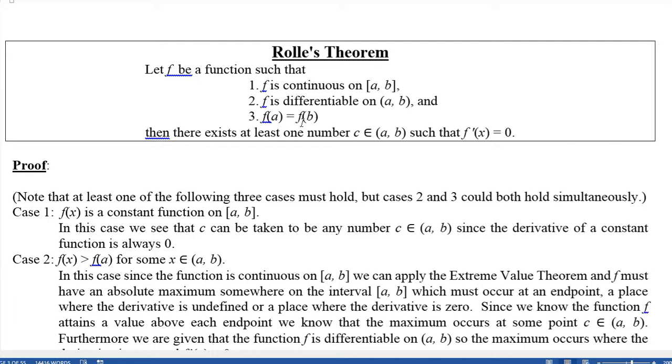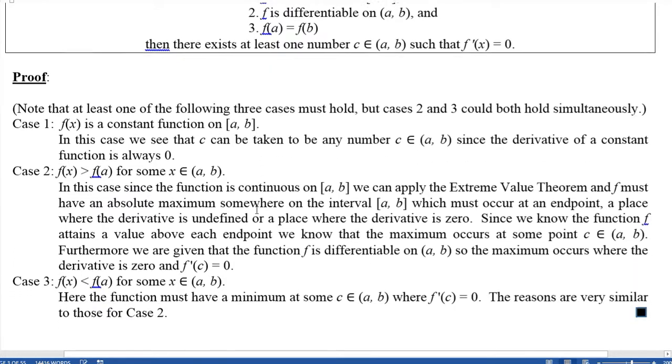Now, we're going to prove this. At least one of the following three cases must hold. Actually, case 2 and case 3 could both hold at the same time, but at least one of these happens. The first case is that f of x is a constant function all the way across from a to b. If that's the case, we can take c to be any number between a and b, since the derivative of a constant function is always 0. So that's the easy case.